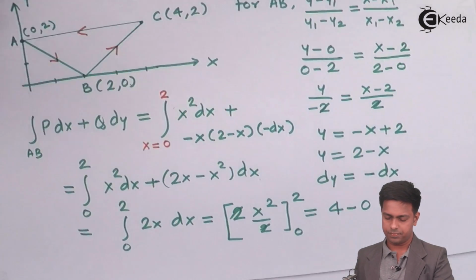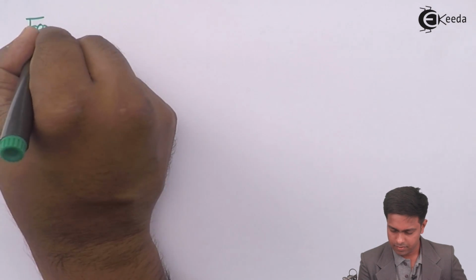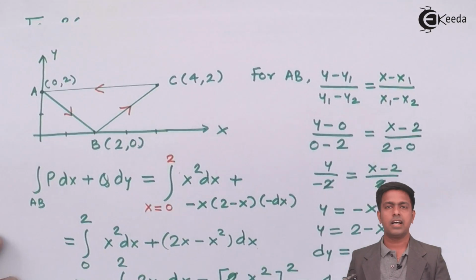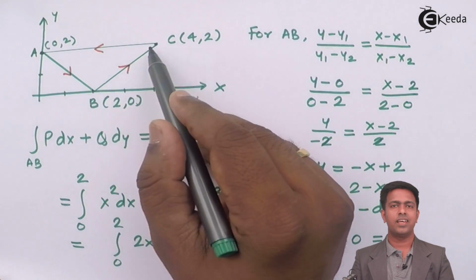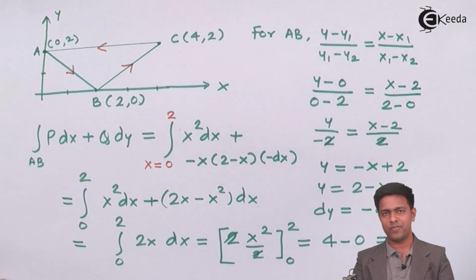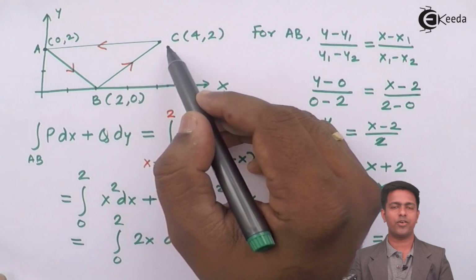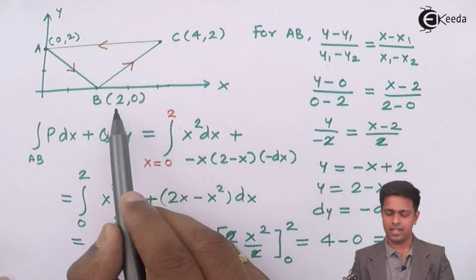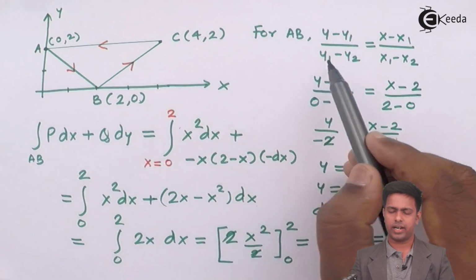So I'll say for BC. Now guys, here again BC is a straight line, so to get the value of y in terms of x, we have to find the equation of a straight line. And to find the equation of the straight line, I'm going to use the same result. So here let's assume this has x1 y1 and this has x2 y2. So I'll write down the formula directly.